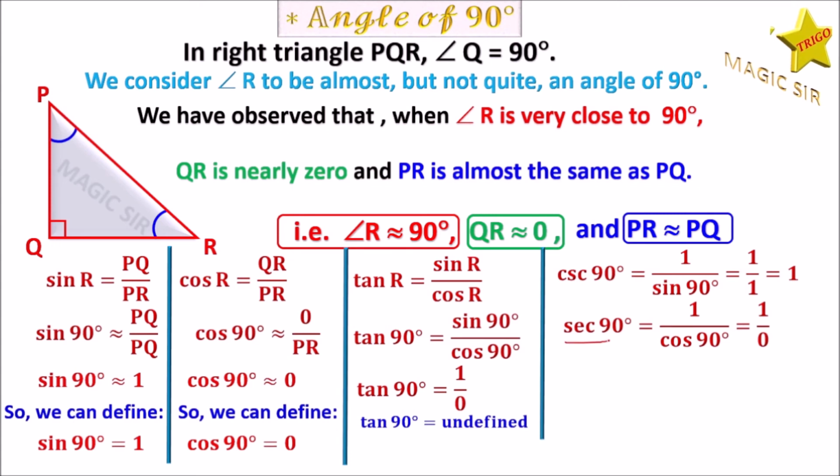We know that sec theta is the reciprocal of cos theta. So we write sec 90 degrees is equal to 1 upon cos 90 degrees. But cos 90 degrees is equal to 0. So we put cos 90 degrees is equal to 0. So sec 90 degrees is equal to 1 upon 0. And we know that division by 0 is undefined. So we write sec 90 degrees is undefined.